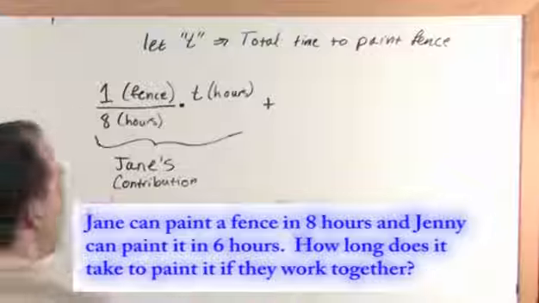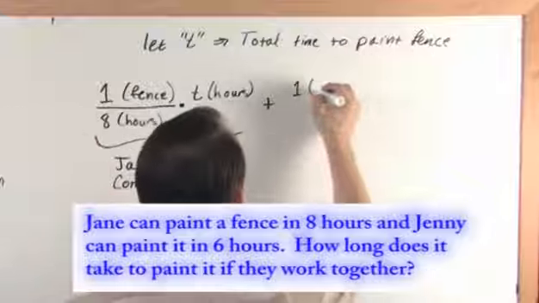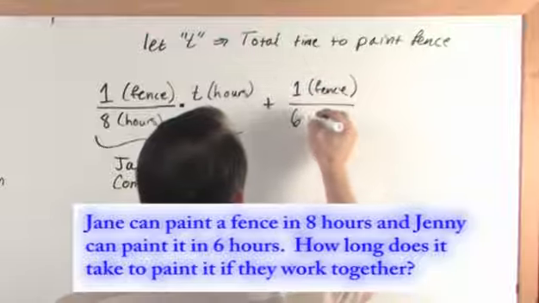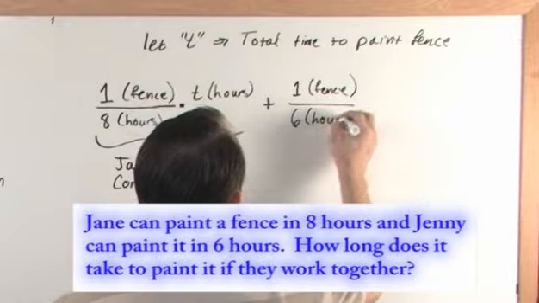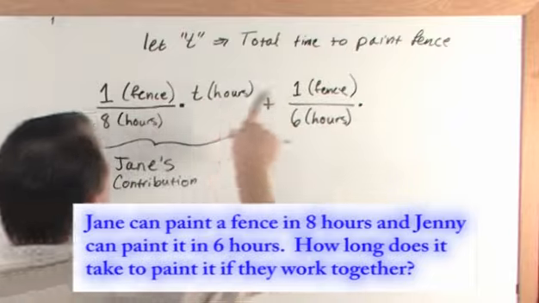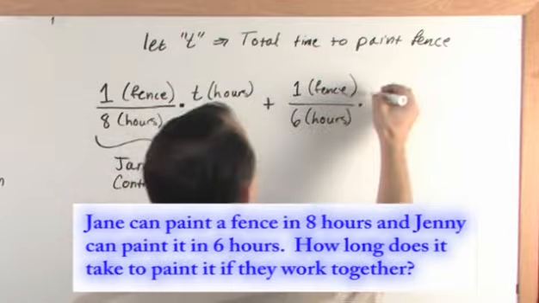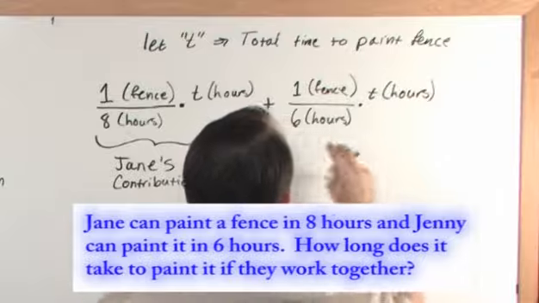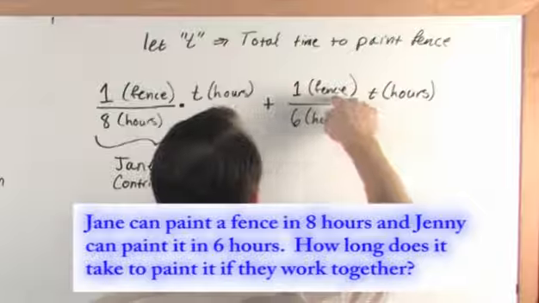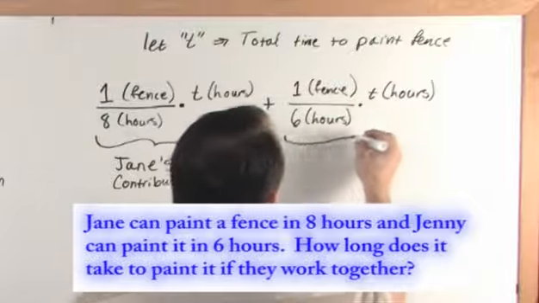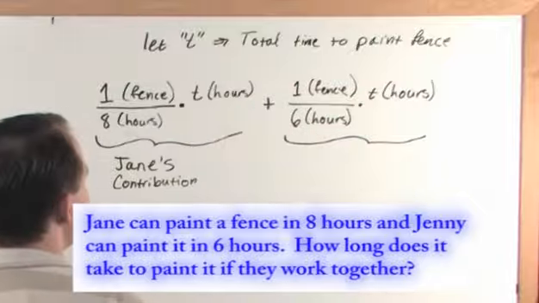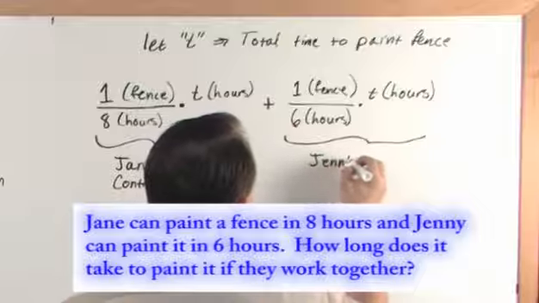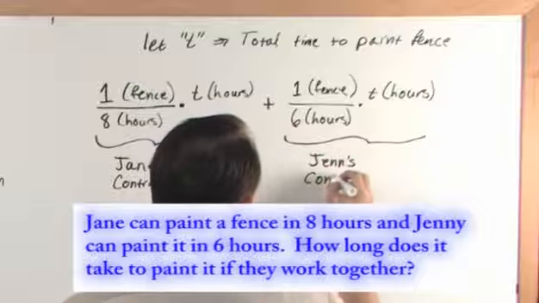Now, Jenny can paint one fence in 6 hours. And again, she works on it for the same length of time that the other person worked on it, so you're multiplying by t hours. Again, hours would cancel with hours, and so this quantity here, once you actually do the multiplication, is going to be Jenny's work, Jenny's contribution.